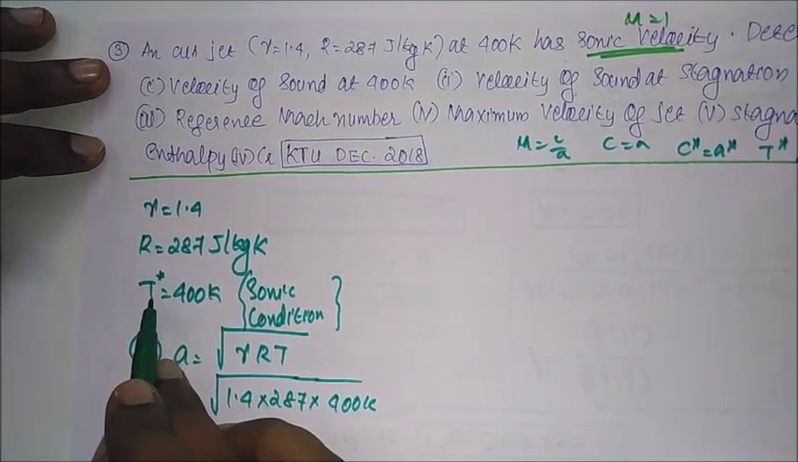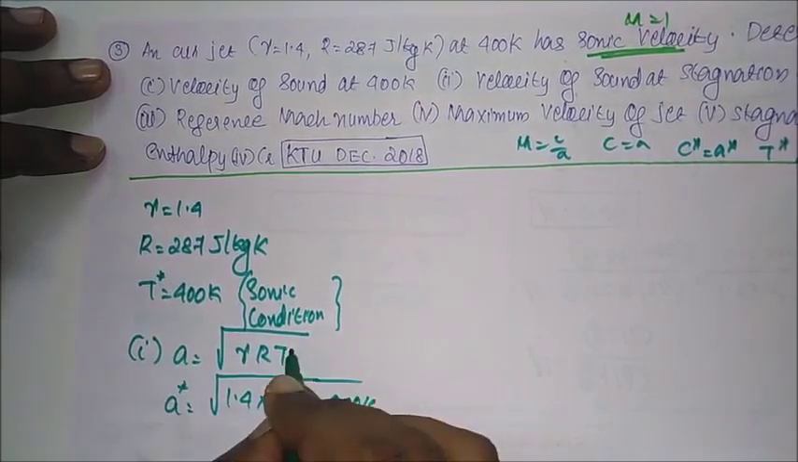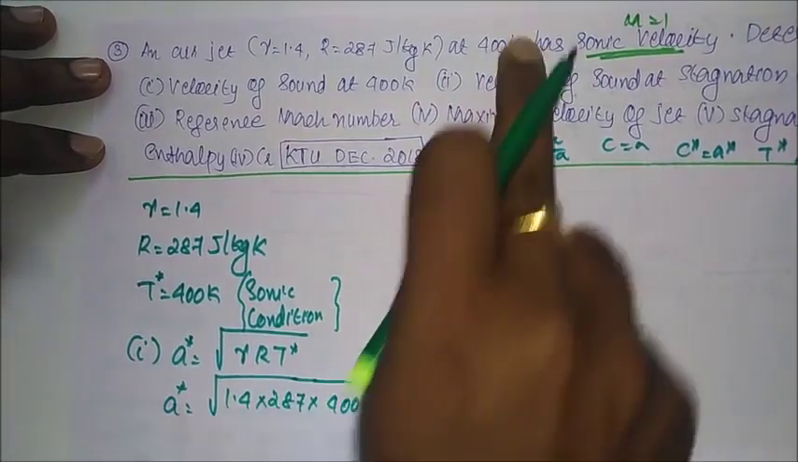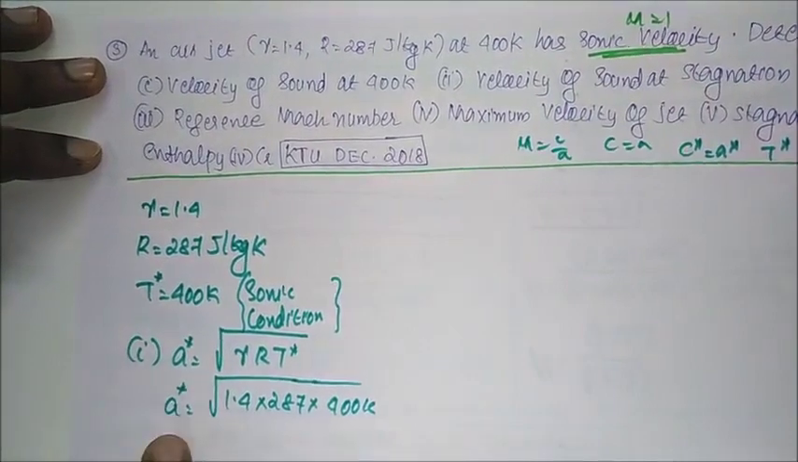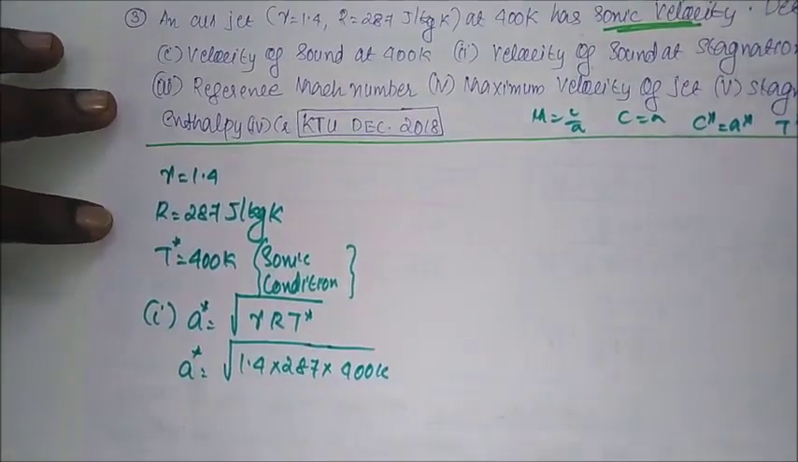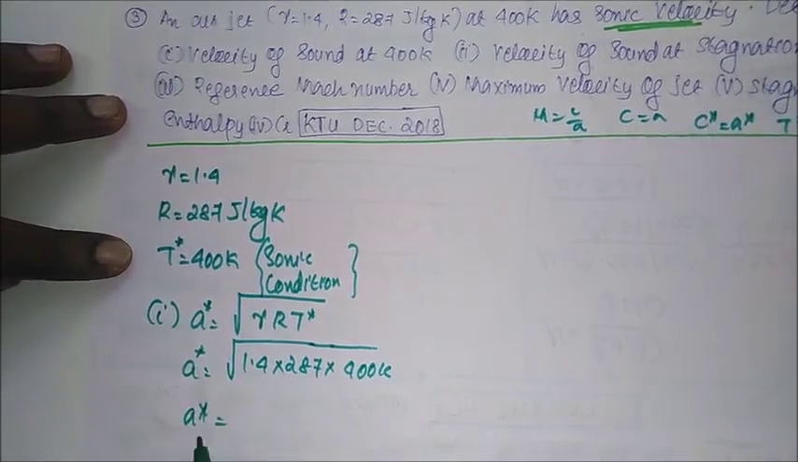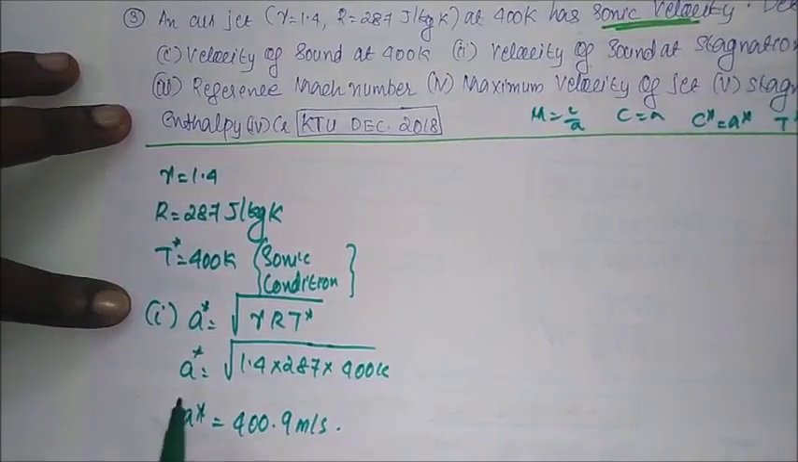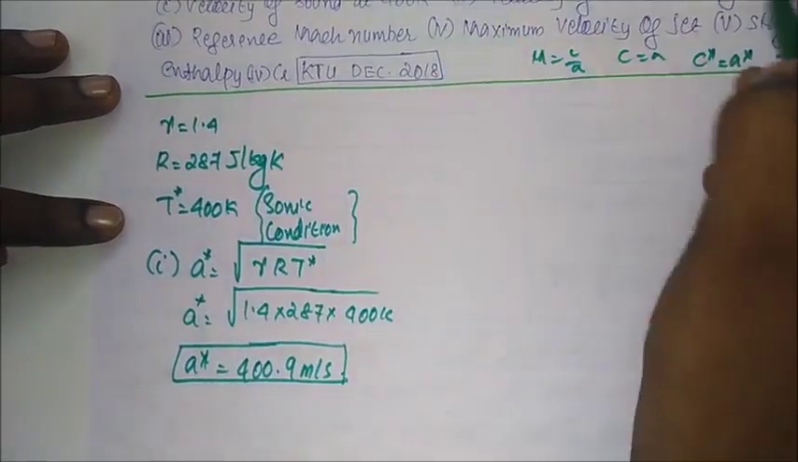Therefore, the temperature is represented by the critical reference, that is critical temperature, T star. Therefore, A is equal to A star. That is, T is equal to 400 Kelvin at a sonic condition. Therefore, it is the critical velocity of sound, that is A star is equal to square root of 1.4 into 287 into 400. That is A star is approximately 400.9 meter per second. Okay, the first part is done.